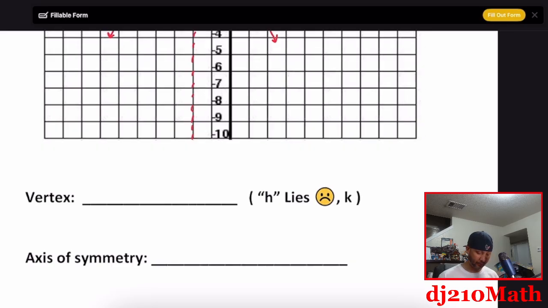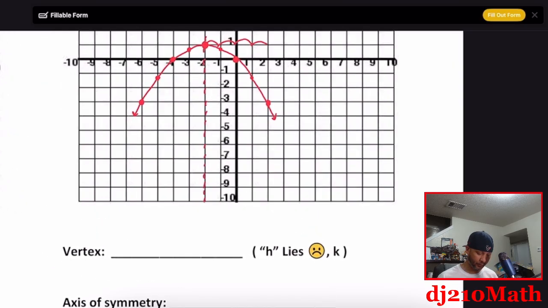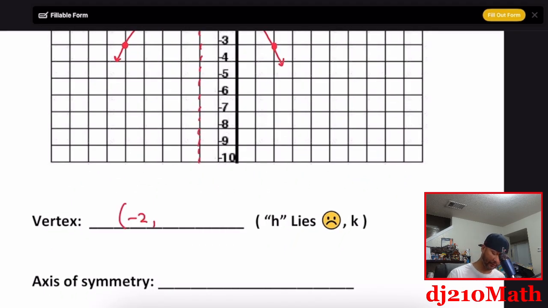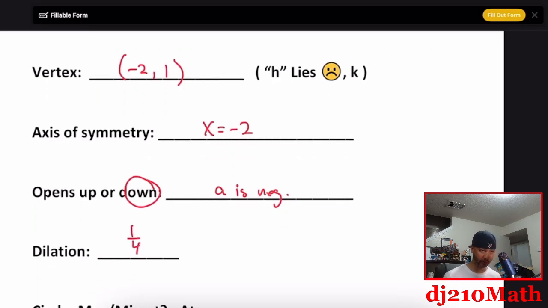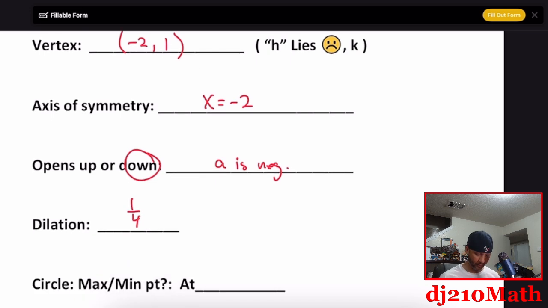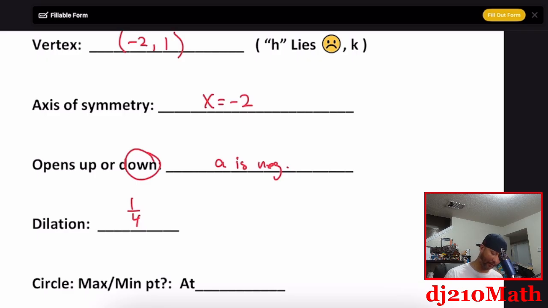All right, the vertex is going to be -2, 1. -2, 1. Axis of symmetry: x equals -2, right? The x value of the vertex. We just saw that it opened down. A is negative. The dilation was 1/4, right? Just the A value. And since it opened down, it has a maximum value at the vertex, -2, 1.